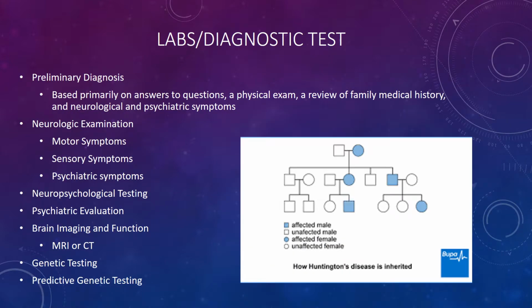When it comes to lab and diagnostic testing, there are not many labs that can confirm whether or not a person has Huntington's disease, but there are a few diagnostic tests that can be performed. First off is a preliminary diagnosis. This is when the doctor may ask a series of questions, conduct a physical exam, and review family medical history. When this is complete, the doctor may feel the need to do further testing to confirm the diagnosis.